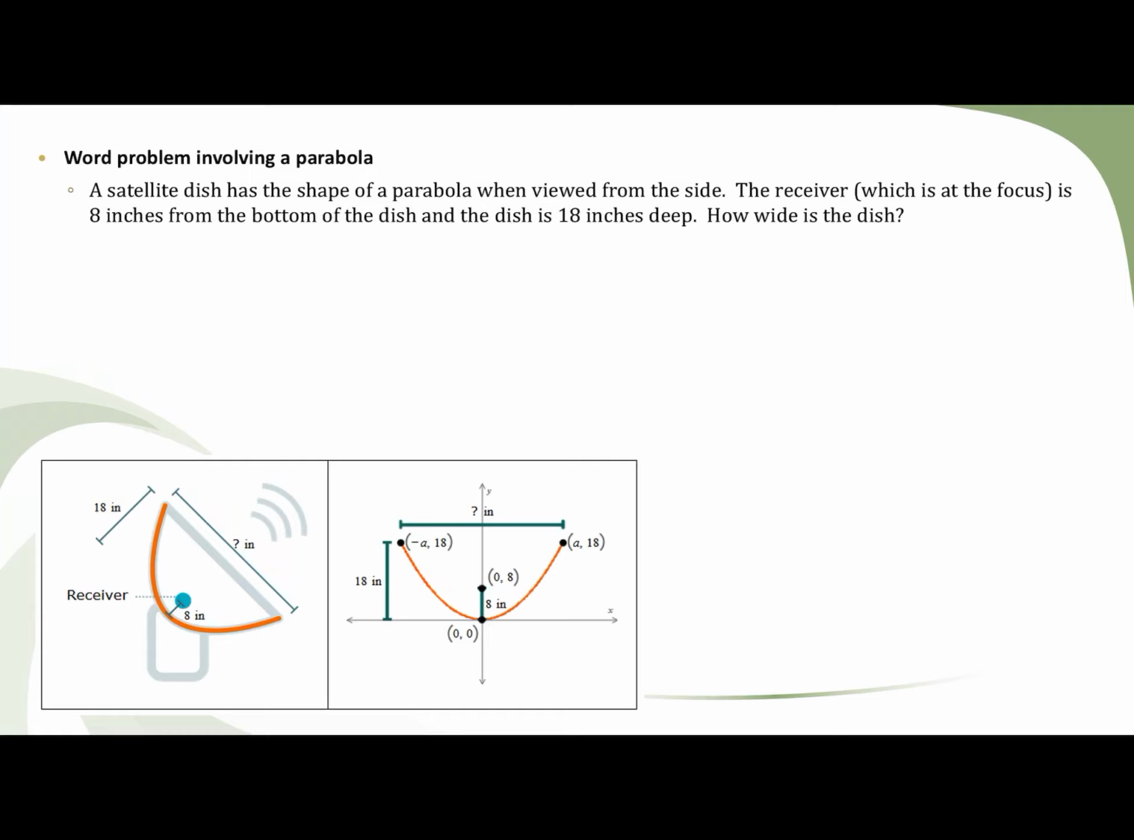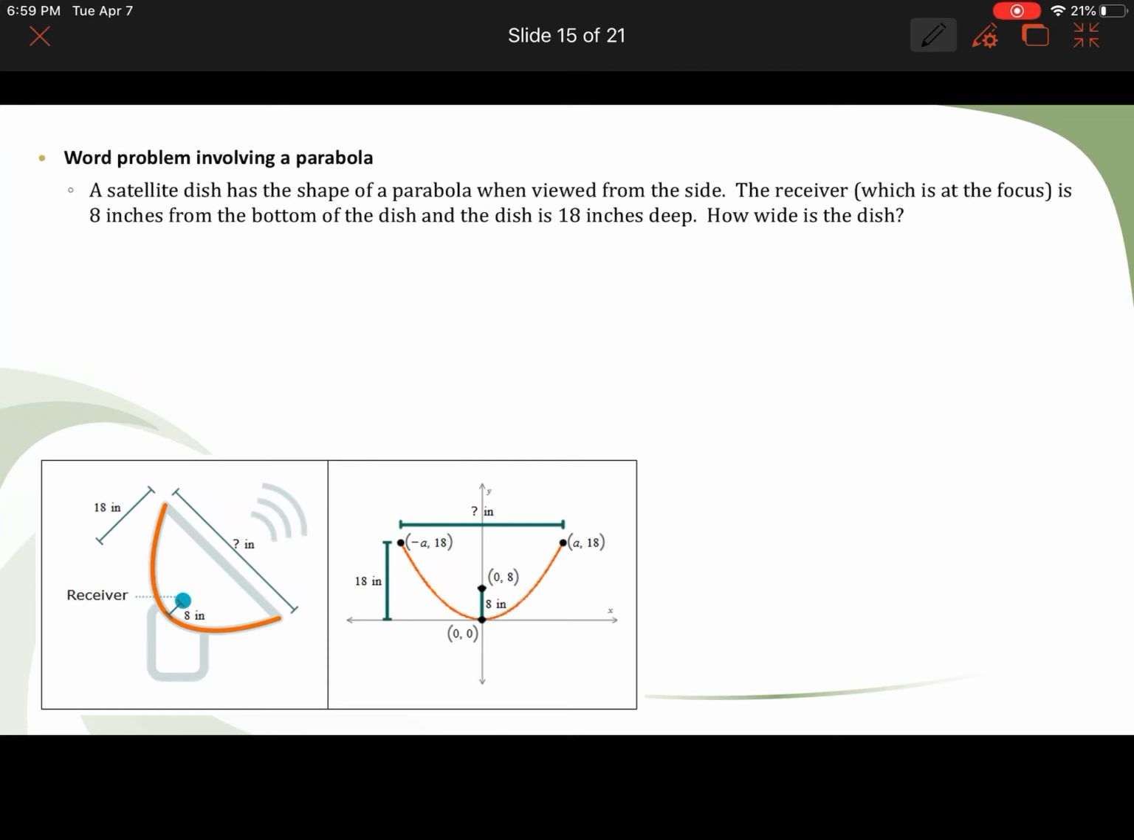So here's a word problem. We'll do two word problems quickly here. And again, the nice thing about word problems is we set it up on the easiest possible axis, to make it an easy problem, with an easy formula and easy equation. So in this one, there's a satellite dish, and the receiver is at the focus, 8 inches up from the vertex. So what does that tell us? Well, if the focus is there, then p is equal to 8.